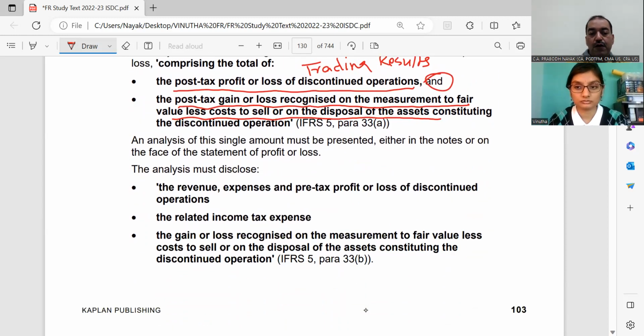The analysis must disclose the revenue, expenses, and the pre-tax profit or loss of discontinued operations, related income tax expense, and the gain or loss recognized on the measurement to fair value less cost to sell or on the disposal of the assets. So these are the two things that will come in the statement of profit or loss regarding the discontinued operations. So I told you this, two things will come: trading results and the profit or loss on sale of assets.